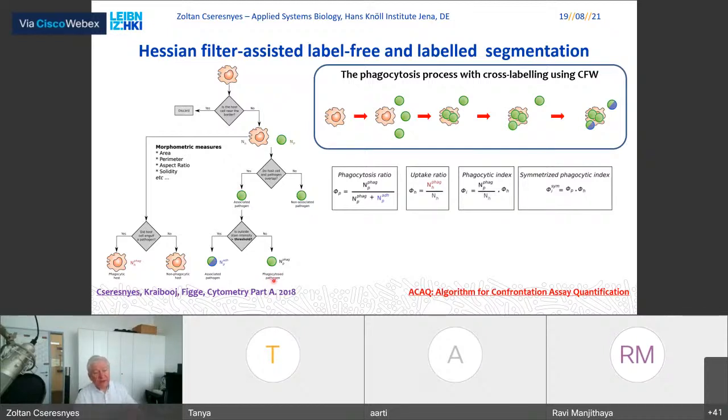On the other hand, we have a task of identifying macrophages that were already phagocytosing, or to put it simply, that already have eaten at least one fungus. So the other branch of the analysis path is much simpler. Do we find any engulfed pathogen inside the host cell? If yes, this is a phagocytic host. If not, then this is a non-phagocytic host. And now we have all the numbers that we need to calculate these ratios, especially, as I said, our favorite, the last one, the symmetrized phagocytic index.